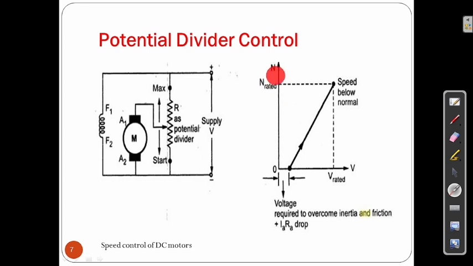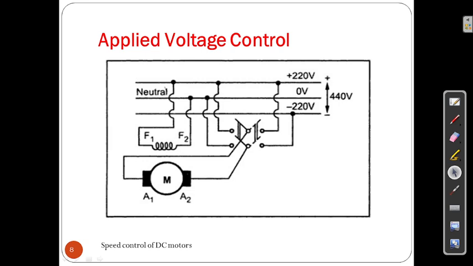Here N is the speed and V is the voltage. Initially the voltage rises with the speed at rest. After some time it rises. This is the voltage required to overcome inertia or friction. We can simply say it is for the IA RA drop. This is the potential divider control method.